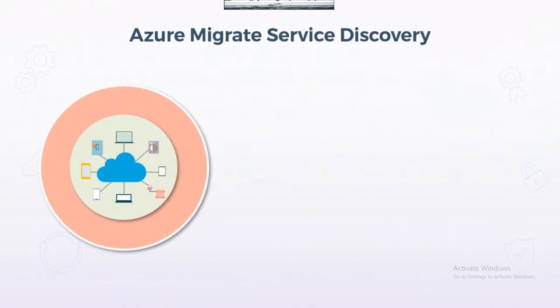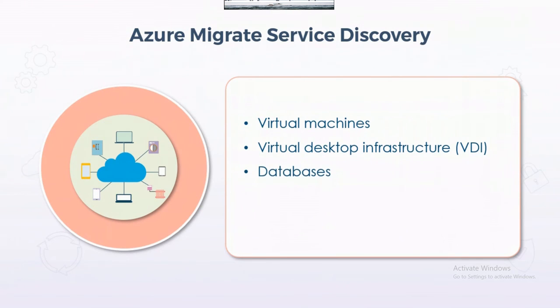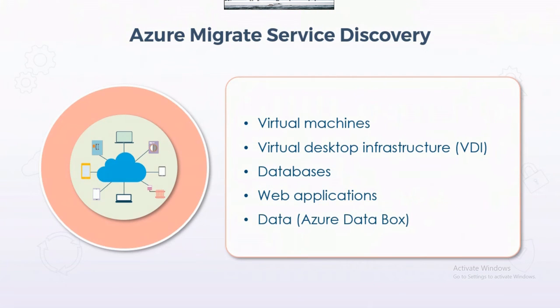Azure Migrate Service Discovery can discover virtual machines, whether they're running on Hyper-V or VMware, virtual desktop infrastructure or VDI solutions for user virtual desktops, and databases. It can also detect web applications, and also you can determine how you're going to migrate your on-premises data into the cloud. For large amounts of data, you might consider using Azure Data Box, especially if you're talking about terabytes of data in an on-premises data center that you need to get into the Azure cloud.